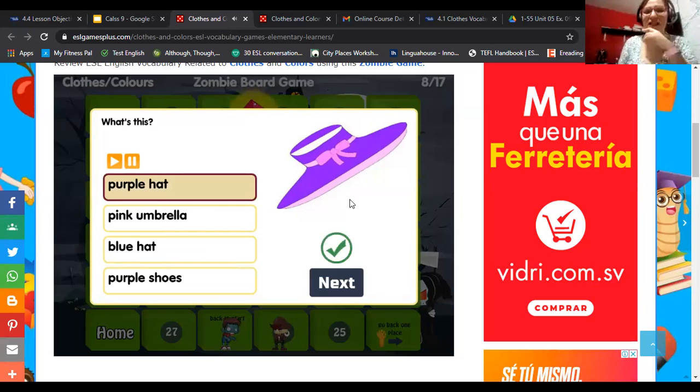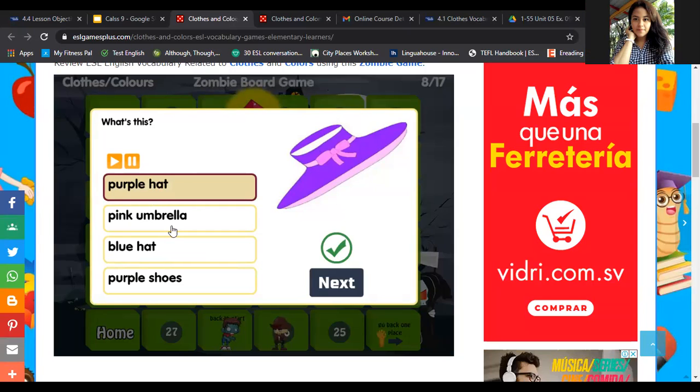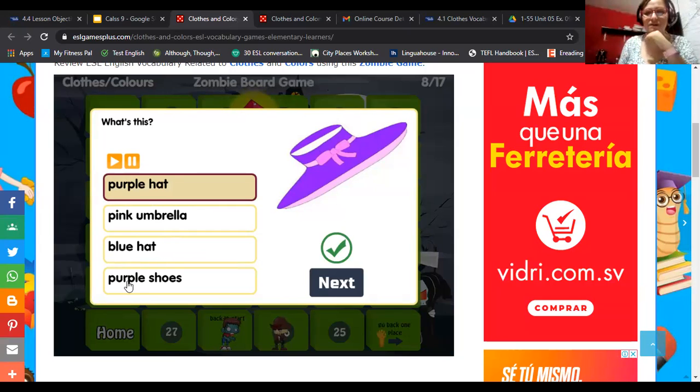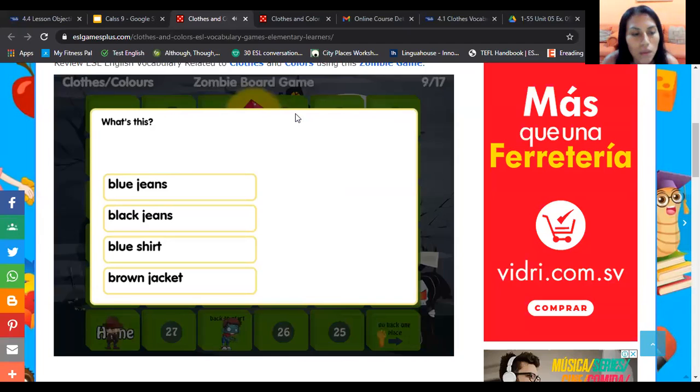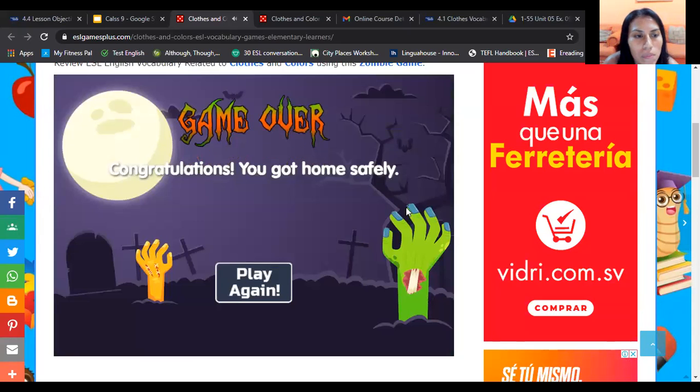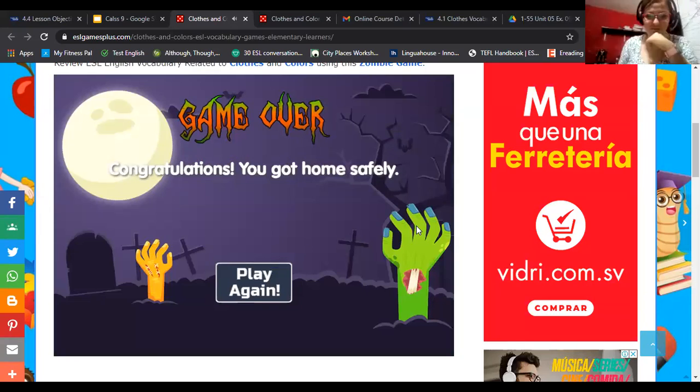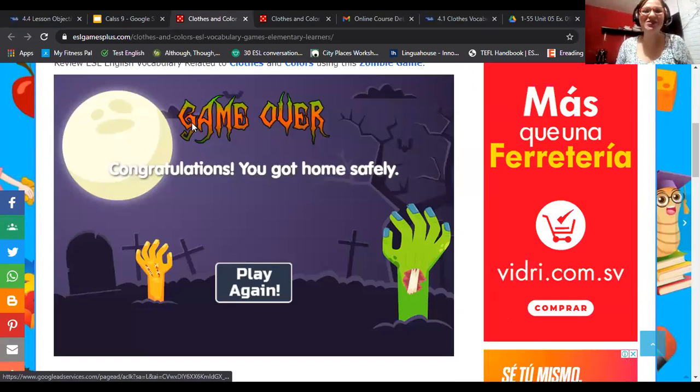Purple hat. And if you see the color, purple hat, pink umbrella, purple hat, purple shoes. We don't say hat purple or umbrella pink. Choose the correct answer. Okay, no more questions. Okay, we won. I'm going to send you the link if you want to continue playing.